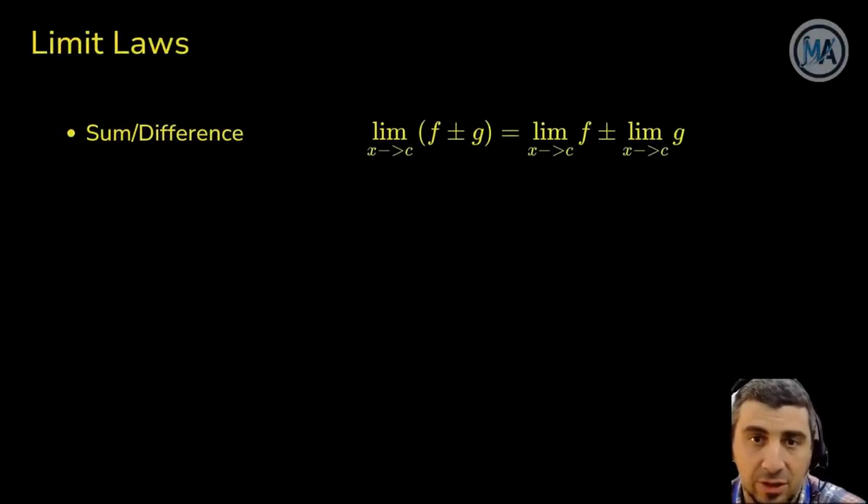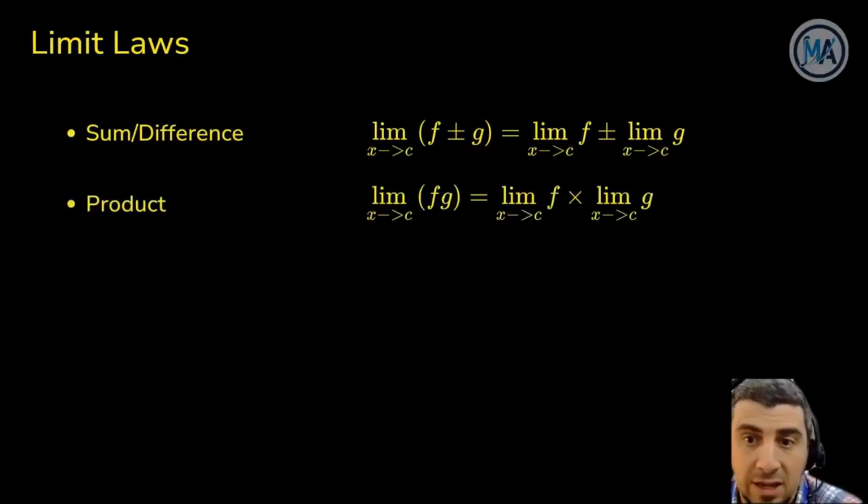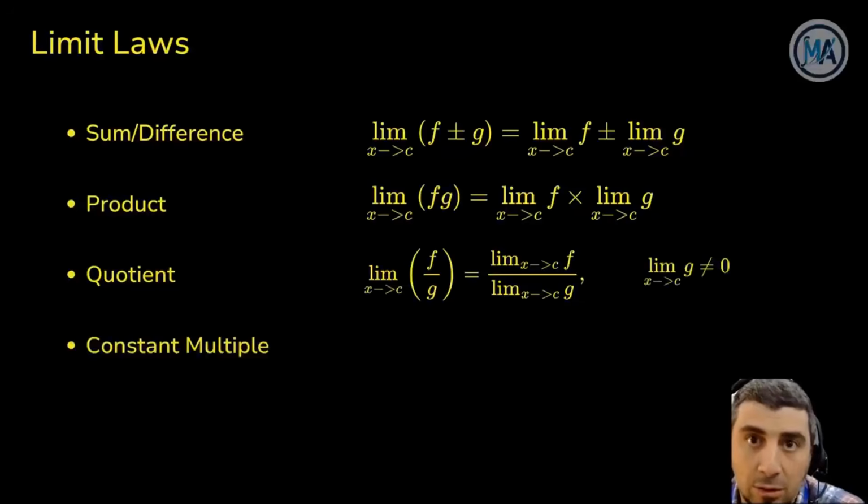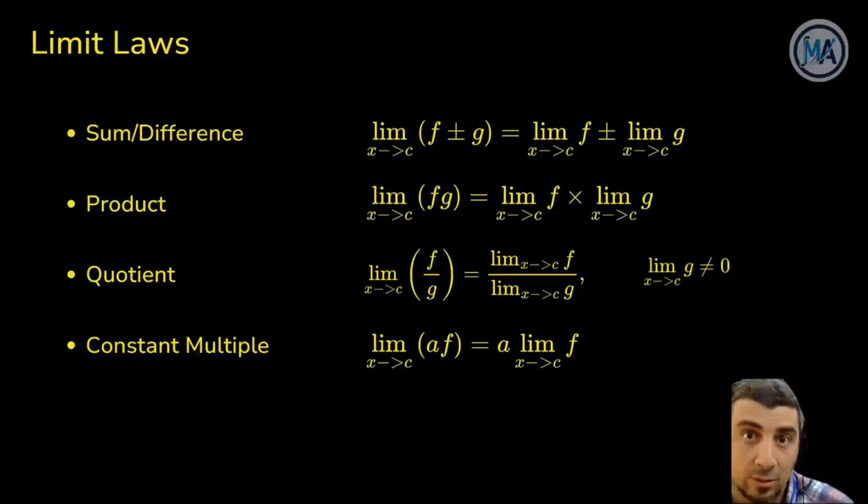Now, some quick limit laws. There's the sum and difference laws. The limit of a product is equal to the product of the limits. The limit of a quotient of functions is equal to the quotient of their limits, provided that the limit of the denominator function is not equal to 0. Also, we have the constant multiple law. You can factor out the constant.